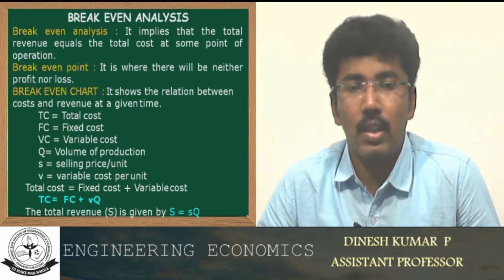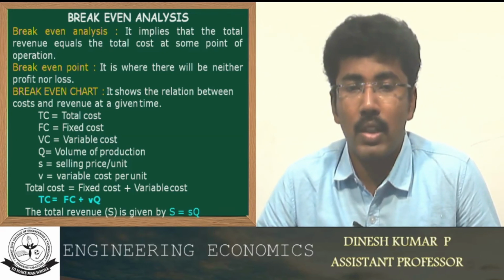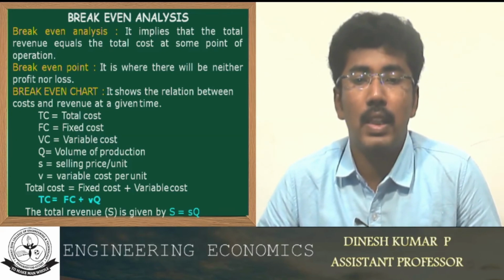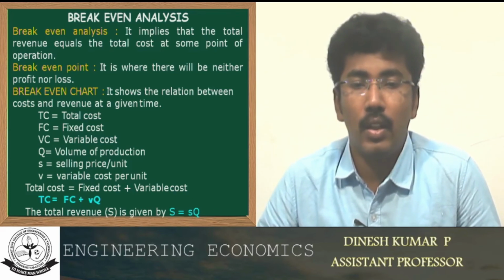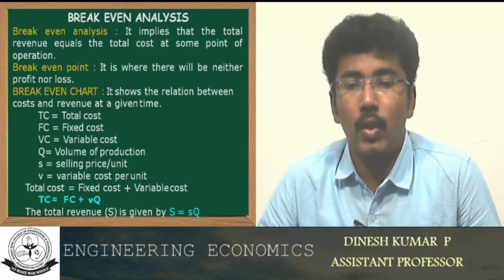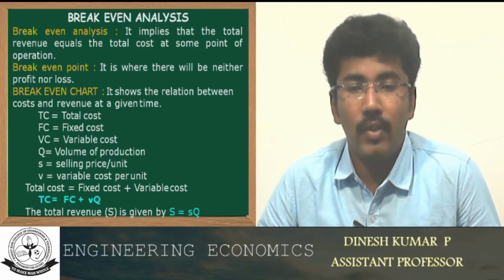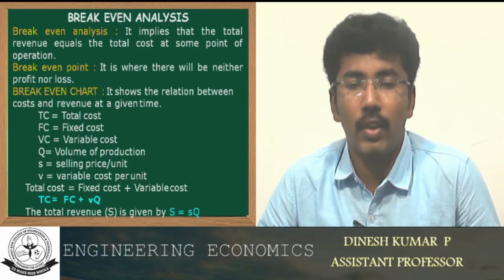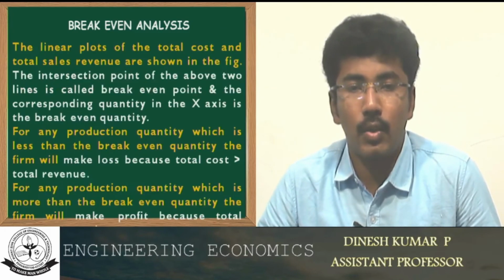Total cost is denoted as TC, fixed cost as FC, variable cost as VC, volume of production as capital Q, the selling price per unit as small s, and the variable cost per unit as small v. The total cost is calculated as the sum of fixed cost and variable cost. The total revenue is calculated as capital S equal to small s times Q.